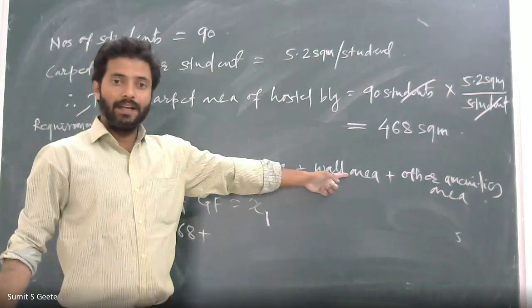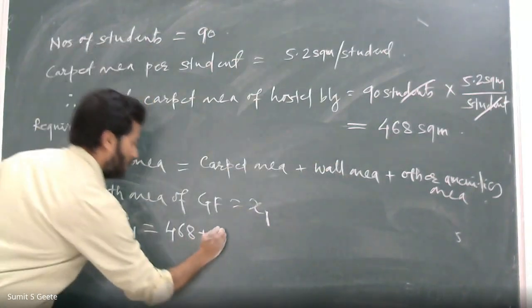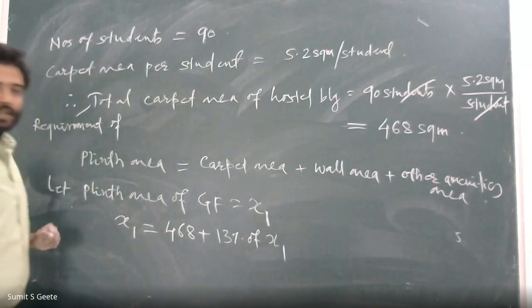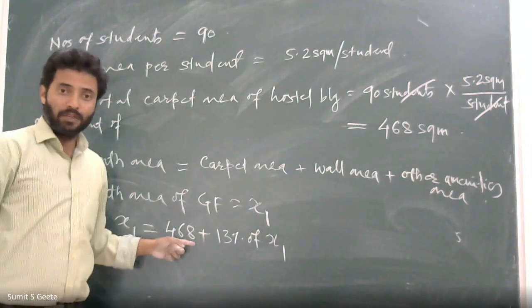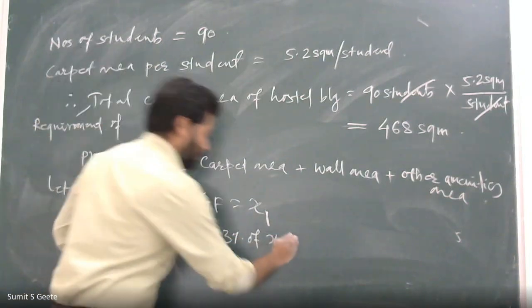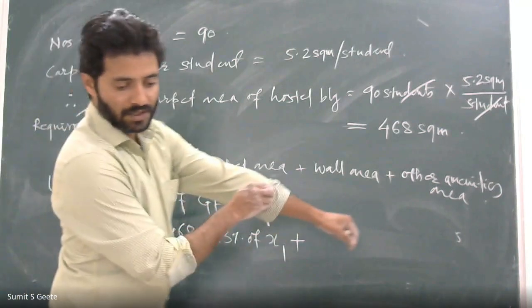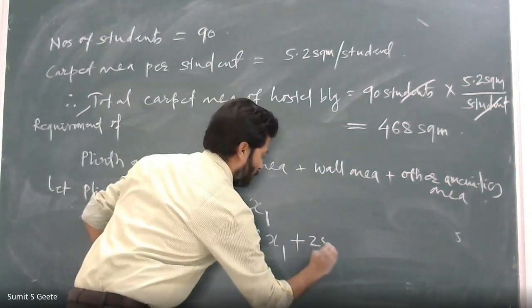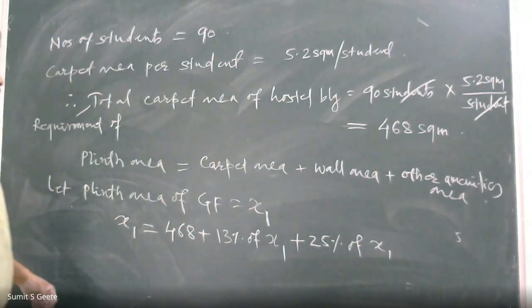What is the wall area? It is 13% of x1, that is the plinth area. It is given in the problem statement. It is not with respect to carpet area, remember. Plus other amenities area, it is again how much? 25% of again x1.